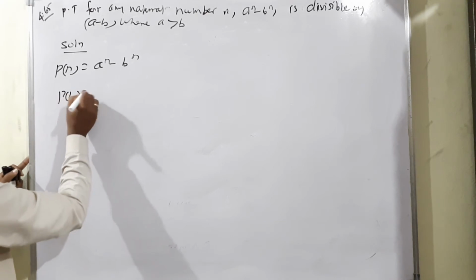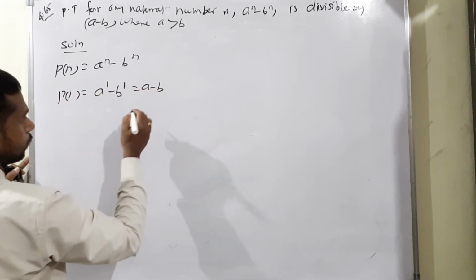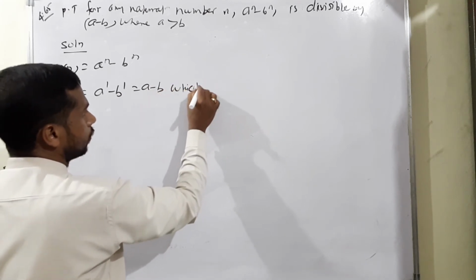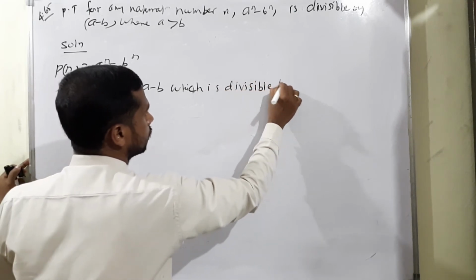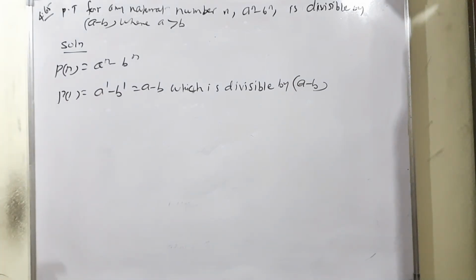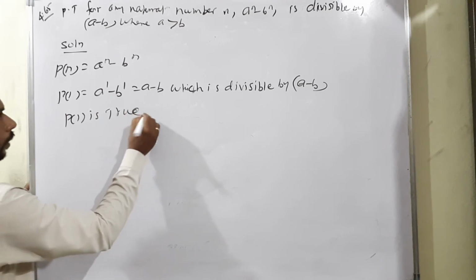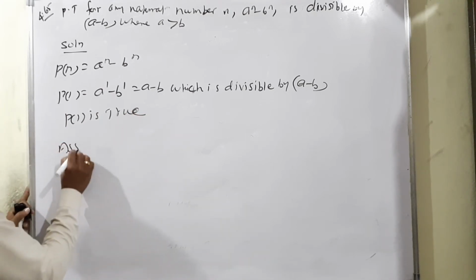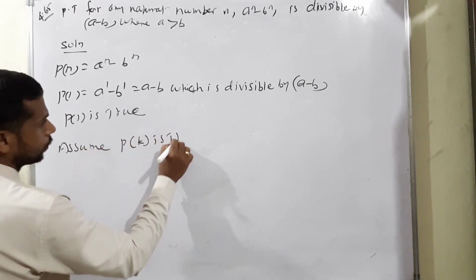Now, p of 1 means what will happen? A power 1 minus b power 1. Therefore, a minus b, which is divisible by a minus b. So, we can say p of 1 is true. Okay, first condition is clear. Now, assume p of k is true, isn't it?